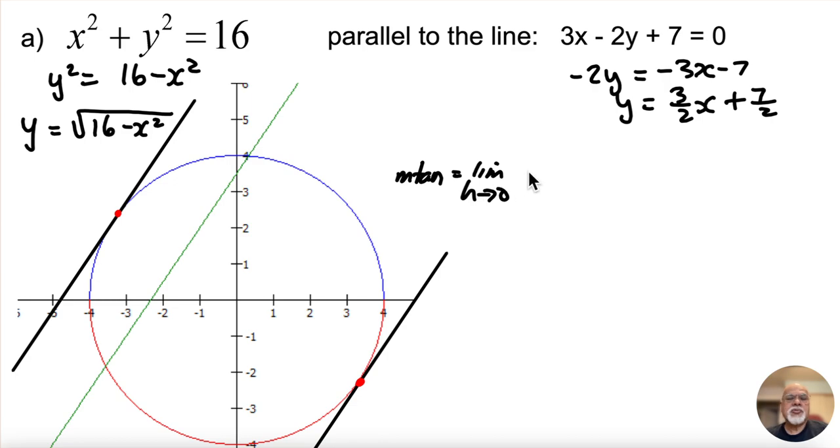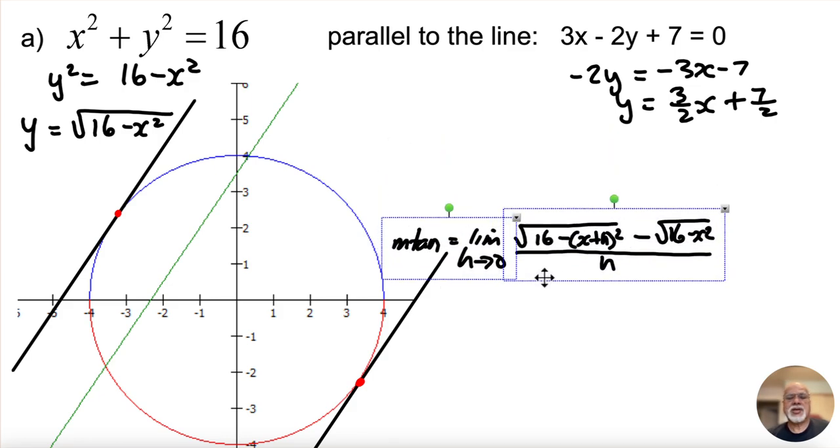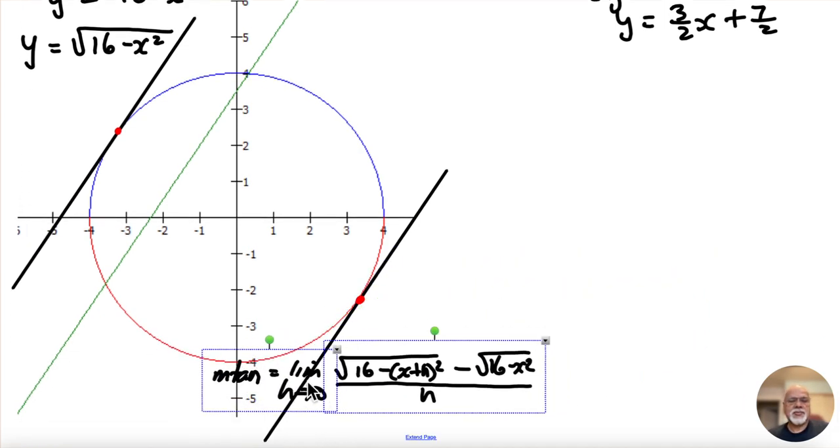So the slope of the tangent would be the limit of f of x plus h, so that would be the root of 16 minus (x plus h) squared, minus f of x, so that would be the square root of 16 minus x squared, all over h. Now, I don't think I'm going to have enough room to do all of this, so I'm just going to take this further down and do it down here.